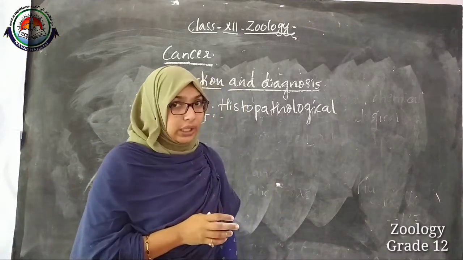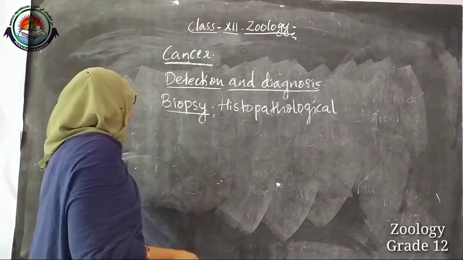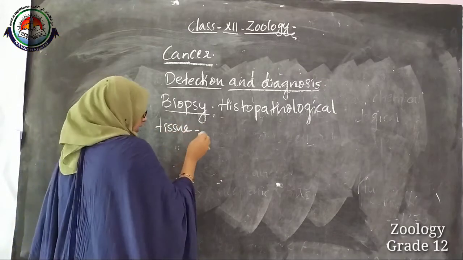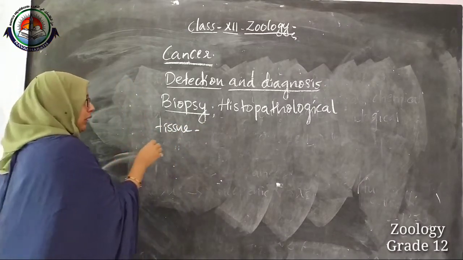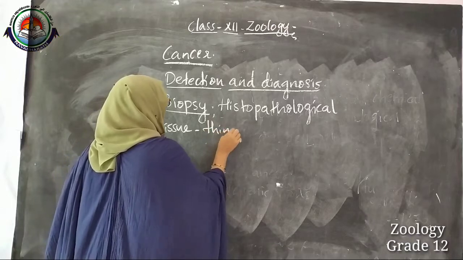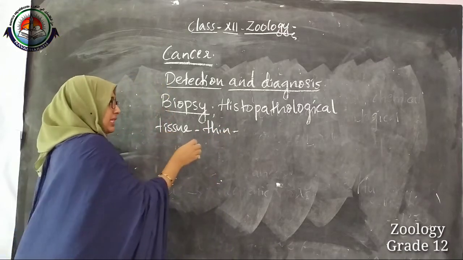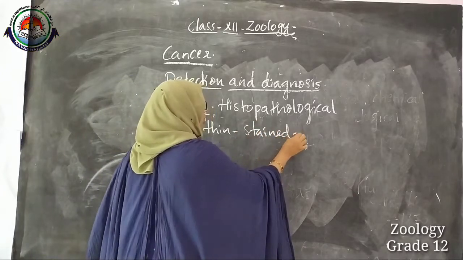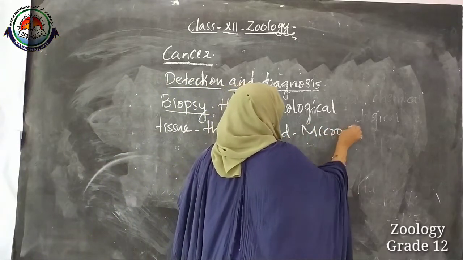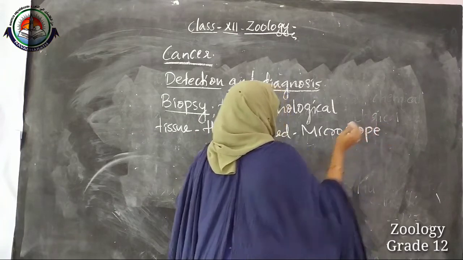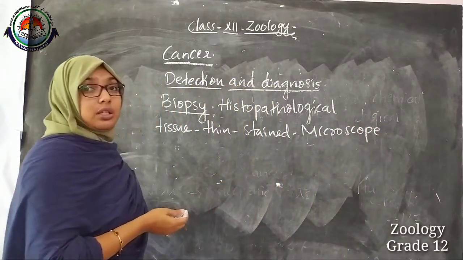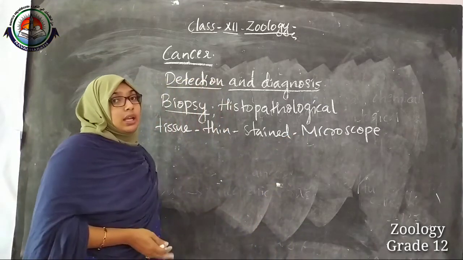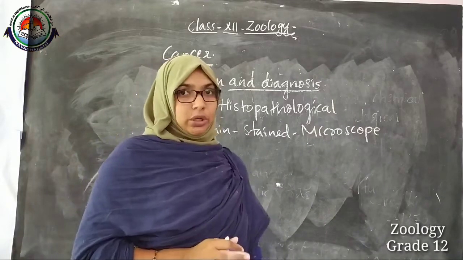For what? Leukemia. Okay. So in the case of biopsy, the suspected tissue will be collected. One piece of the suspected tissue will be collected and cut into thin small pieces, and they will be stained and observed under the microscope. Okay, this is done in the case of biopsy, and this observation under the microscope is done by a pathologist.